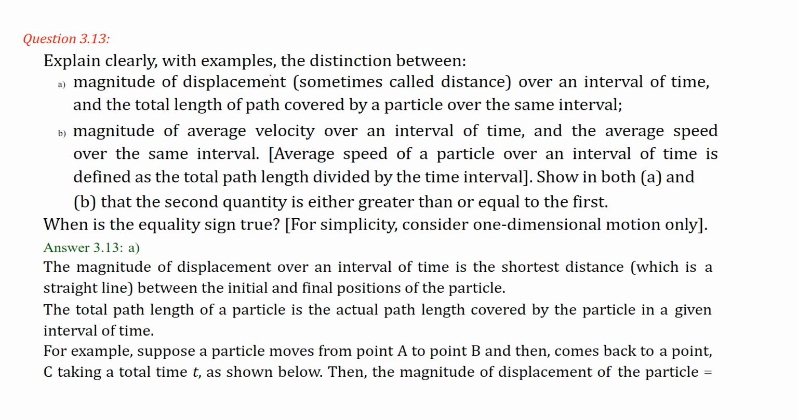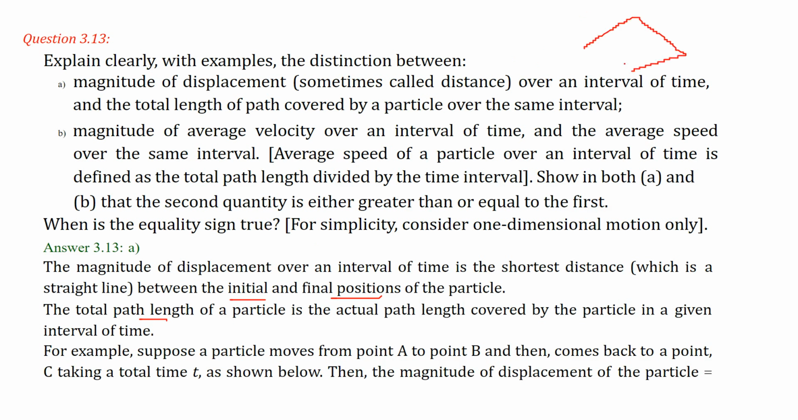Explain clearly with example the distinction between magnitude of displacement, also called the distance, over an interval of time, and the total path length covered by a particle over the same interval. So the magnitude of displacement is the shortest distance, that is the straight line, or you can say the perpendicular distance between the initial and final position, whereas the total path length is the actual path covered by the particle in that particular time.